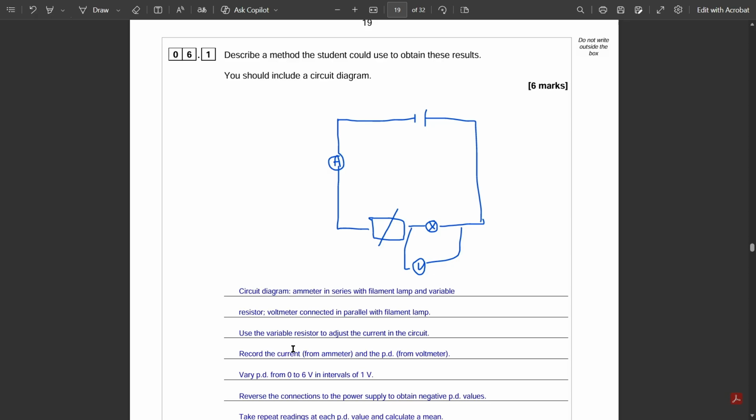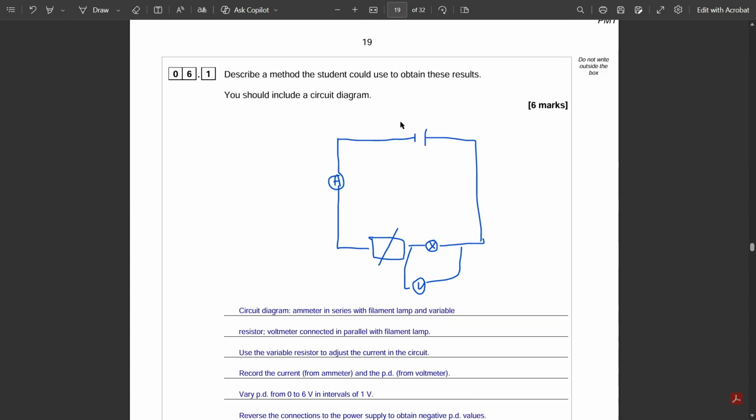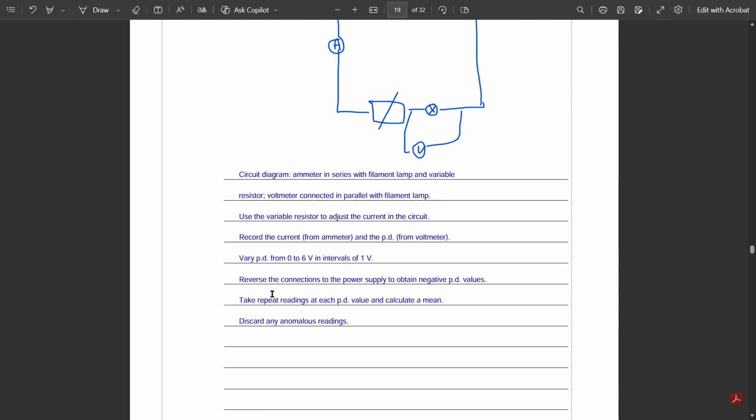And then we record the set current from the ammeter and potential difference from the voltmeter, and we vary the potential difference from 0 to 6 volts in intervals of 1 volt. Yeah, this cell should be a power supply or a variable power supply, just something you can use to change the voltage. Your school probably has it, or you could use one of those power packs which you put batteries in and use varying different batteries. And then we simply reverse the connections to the power supply to obtain negative potential difference values, and we take repeat readings at each potential difference value and calculate a mean.